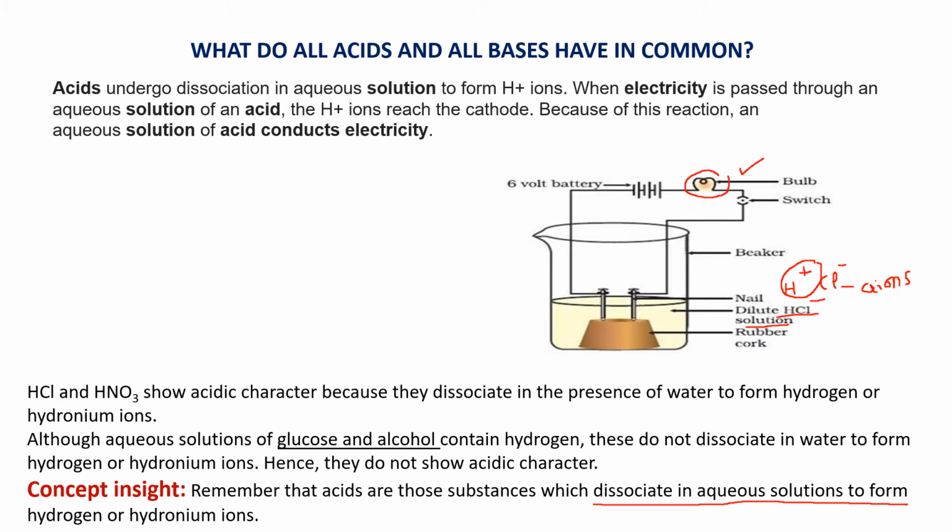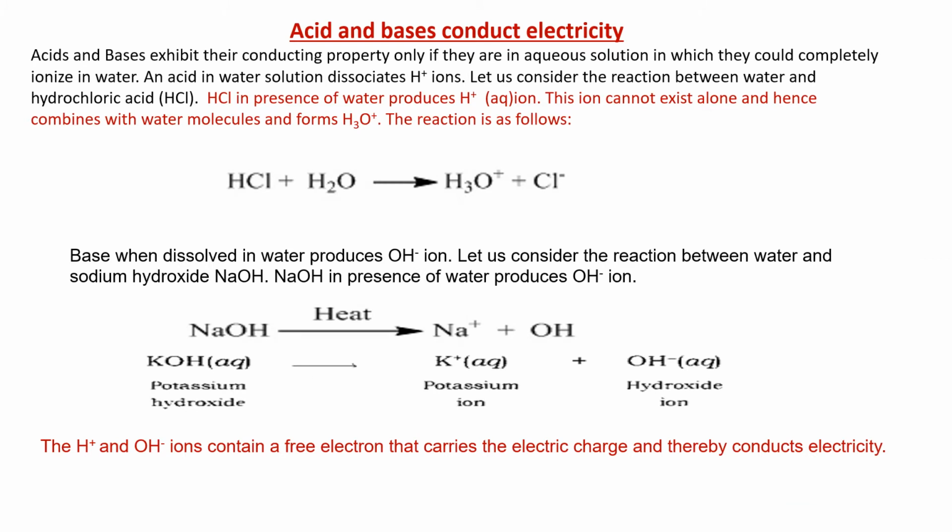Anyway, we are going to do this concept again. Coming to the next: acids and bases conduct electricity. In the previous reaction, we have seen that acid, when mixed with water, dissociates and helps in the conduction of electricity. Now let's do the same thing in depth, with the acid as well as with the base. Acids and bases exhibit this conducting property, and only on the basis of this property could we conclude in our previous experiment whether the compound is an acid or a base.